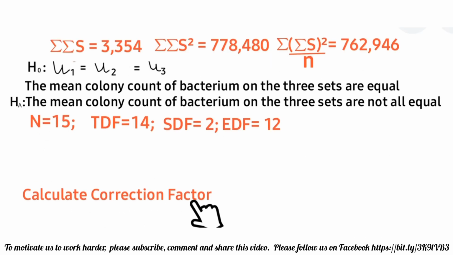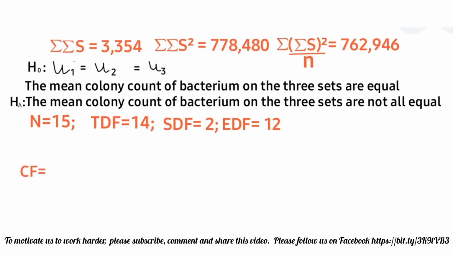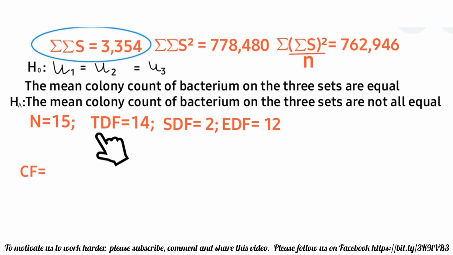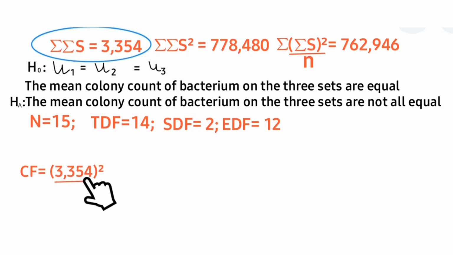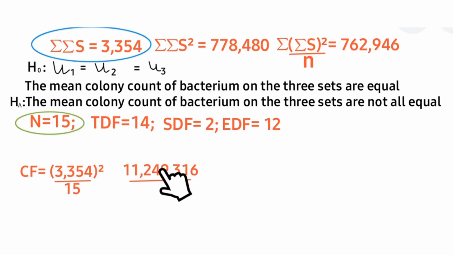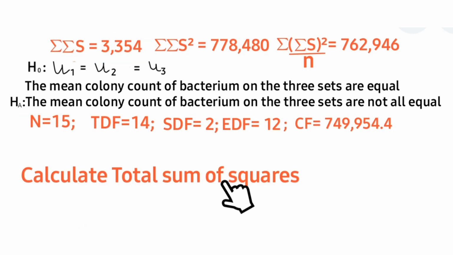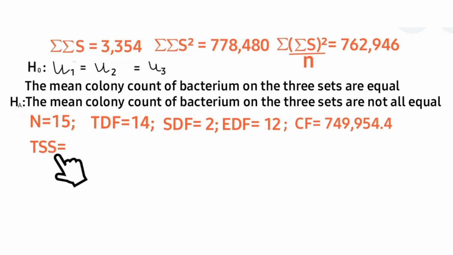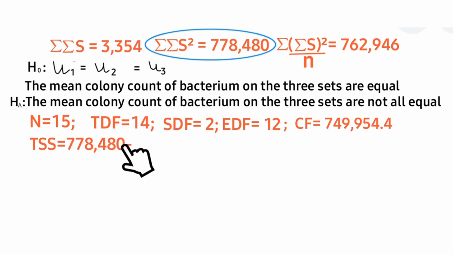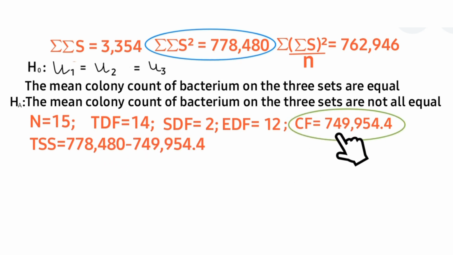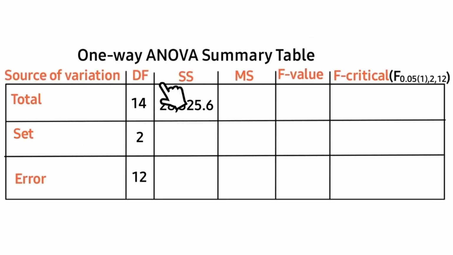Calculate correction factor, CF. To calculate correction factor, we take the square of this value here, divide by this value here. The square of this gives this value over 15. Then divide by 15. So our CF value is this. Calculate total sum of squares. Total sum of squares equals this value here minus the value of correction factor. This minus this gives the total sum of squares.